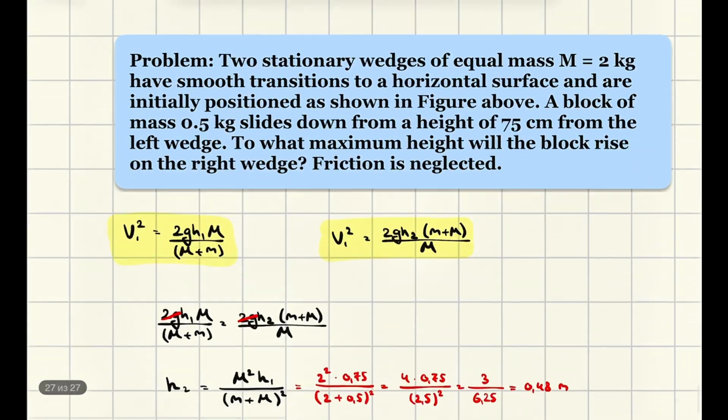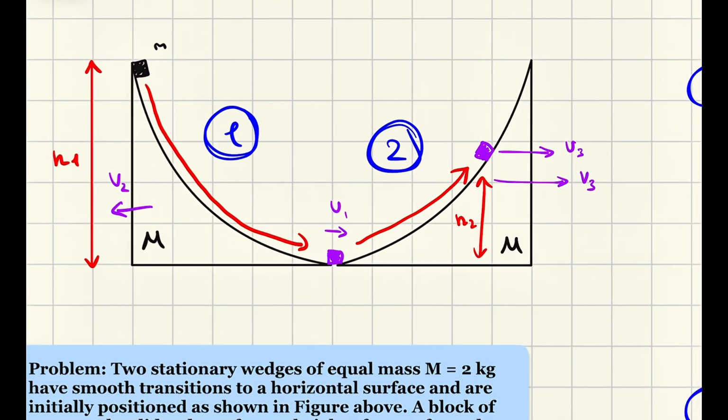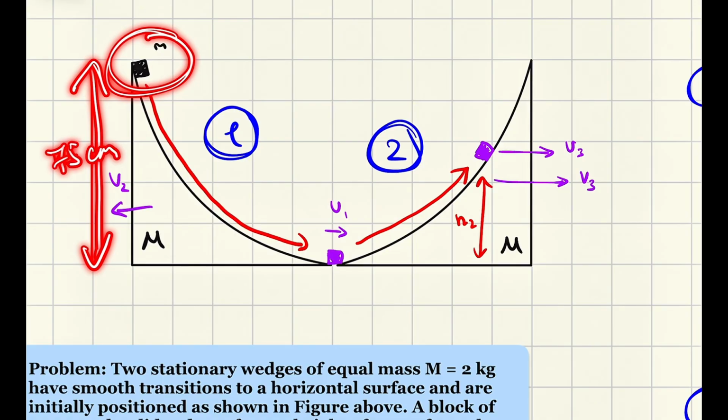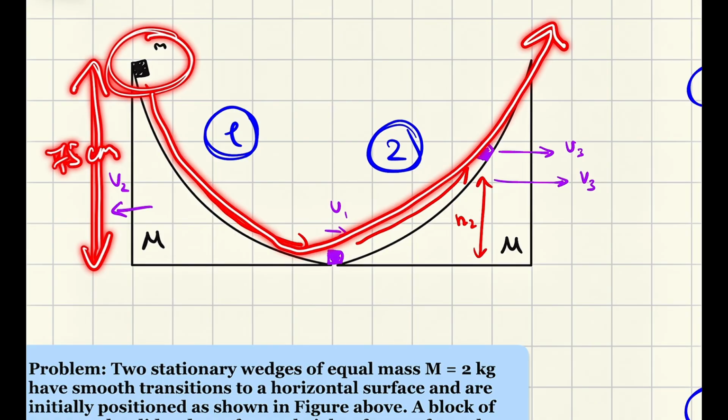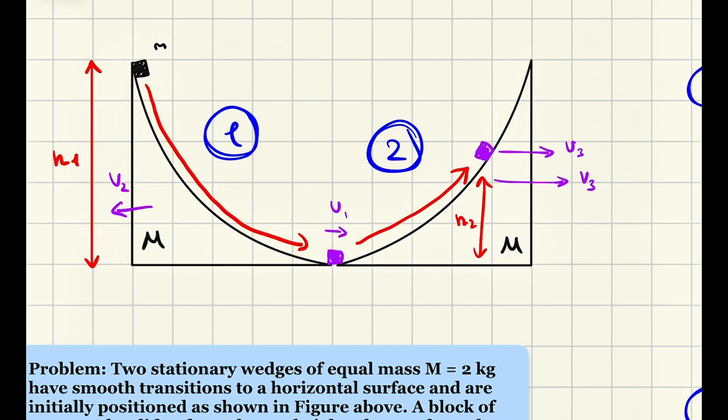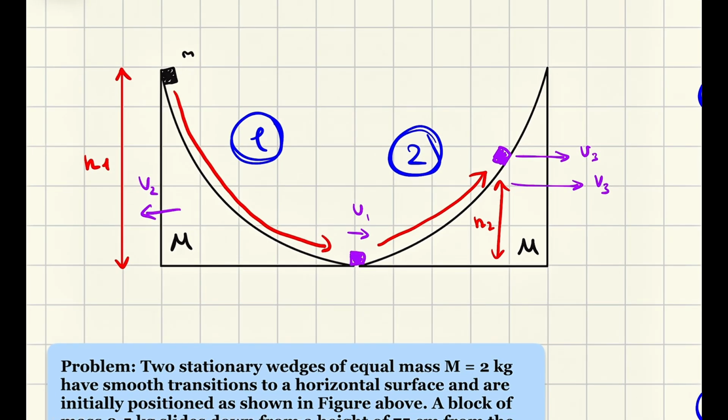And it is possible, right? It's pretty much logical. If this block slides down from the height of 75 centimeters, it cannot go up higher because it cannot just gain energy somewhere. Also there is no friction that we need to take into account. That's why it will not just stop somewhere, and it cannot go up the same height.